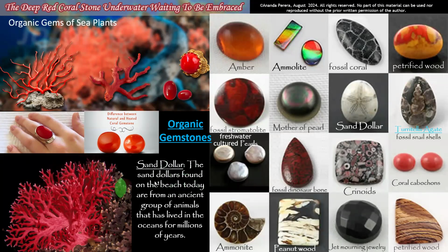Sand dollar. The sand dollars found on the beach today are from an ancient group of animals that has lived in the oceans for millions of years. They are doing this, and we are using it. So this is the ring with red coral. Red coral, black coral. There are a lot of organic gems we can find. So you have to learn these organic gems.